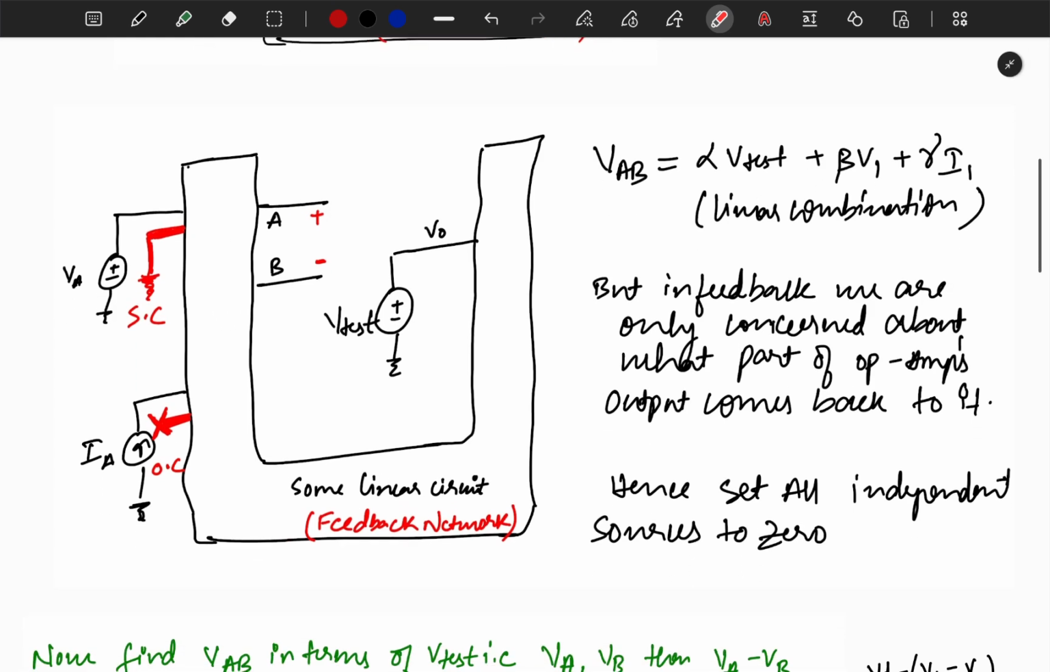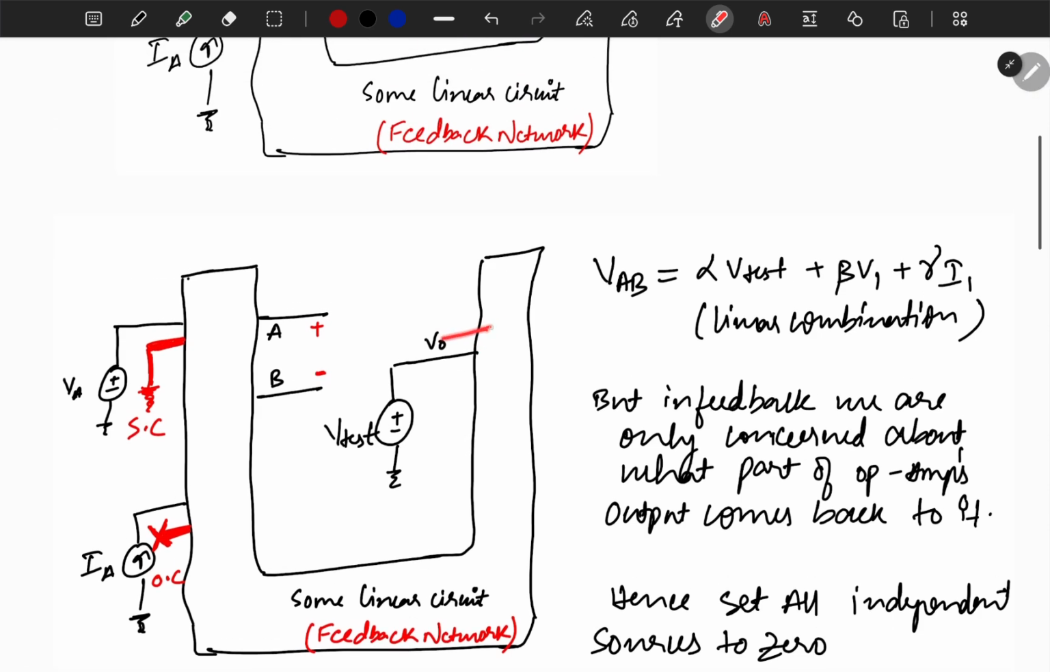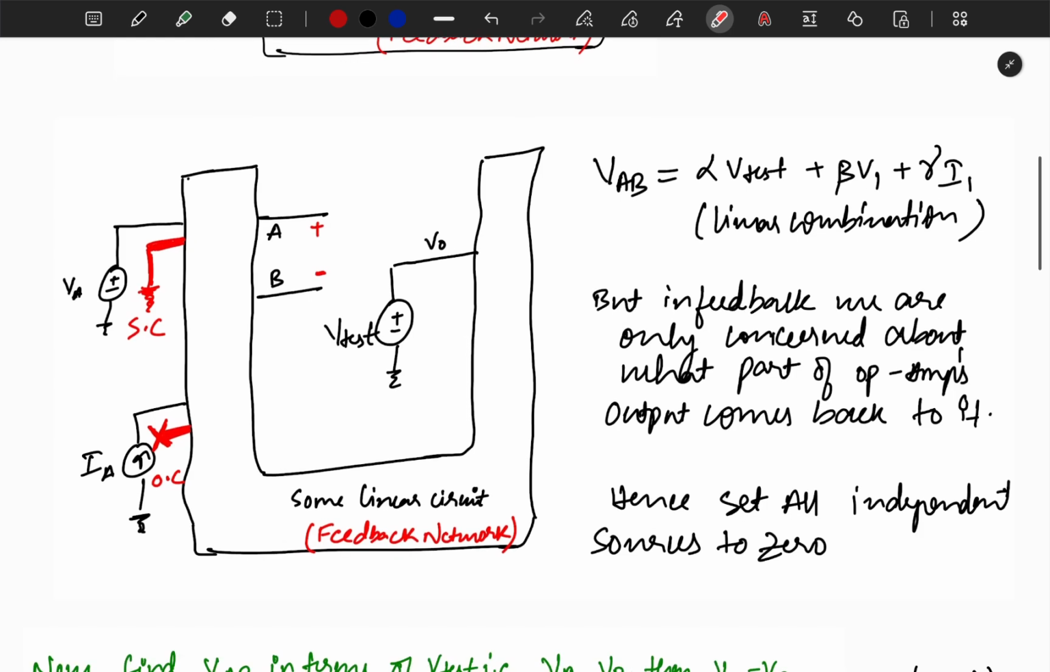Now we know that in feedback, as the term itself suggests, we are only concerned about what part of V naught, the output voltage of the op-amp, is going back to the inputs of the op-amp. So we will not be considering the voltage sources or current sources used for biasing the circuit. We will be only concerned about what part of the output voltage is driving both terminals of the op-amp, and that is how we decide in what feedback configuration the op-amp is.